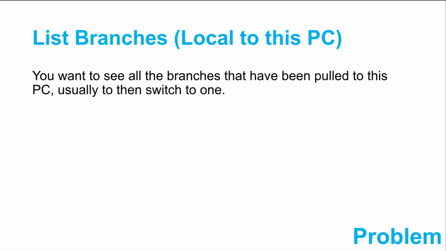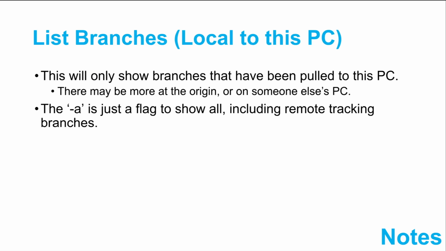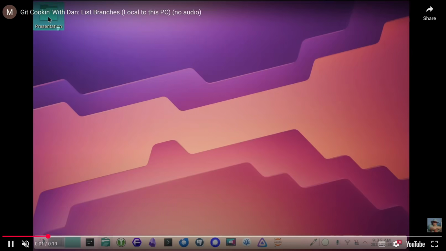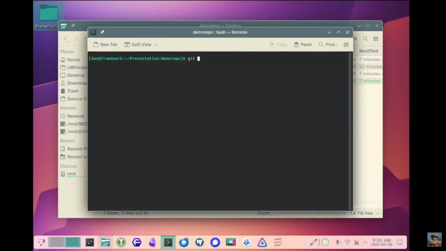All right, so you want to list the branches. Now, one thing is that by default, it only lists branches that are local to your PC. But yeah, you can just type git branch or git branch -a to see all of them, including the remote tracking branches. So let's take a look at that. There you go. We see the branches. And this should be the remote tracking ones as well.